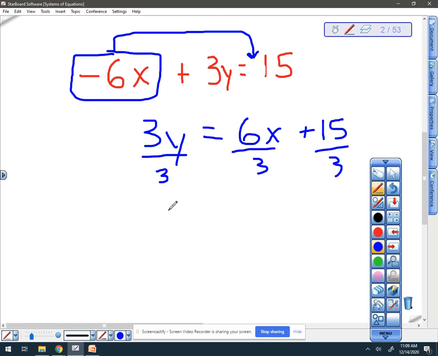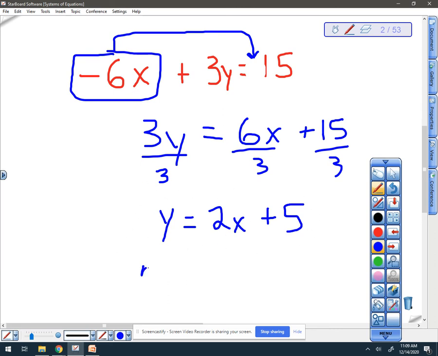3 divided by 3 is 1, so we just have y equals 6 divided by 3 is 2, 2x, and then plus 15 divided by 3 is 5. So then you would graph this. How do you graph it?